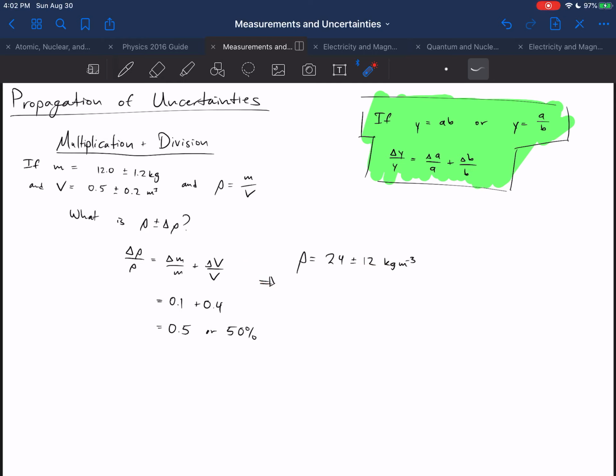This is captured in the data booklet and given to you in this equation. It says that if y is equal to a times b, or y is equal to a divided by b, then the relative uncertainty on y is equal to the relative uncertainty on a plus the relative uncertainty on b. That's how I would think about it. Instead of adding the absolute uncertainties, you're adding the relative uncertainties, no matter whether you're multiplying or dividing.